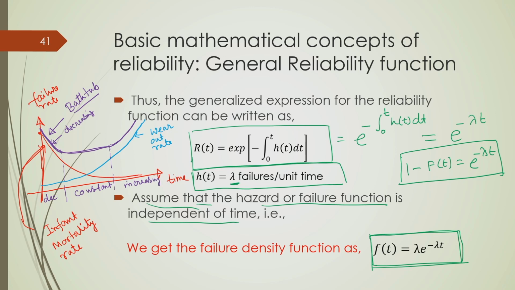Okay. So, there are three regions, and this period where the failure rate is more or less constant is called the useful life of that particular equipment. This is the concept of reliability engineering. If you study reliability engineering, this concept will be taught to you.